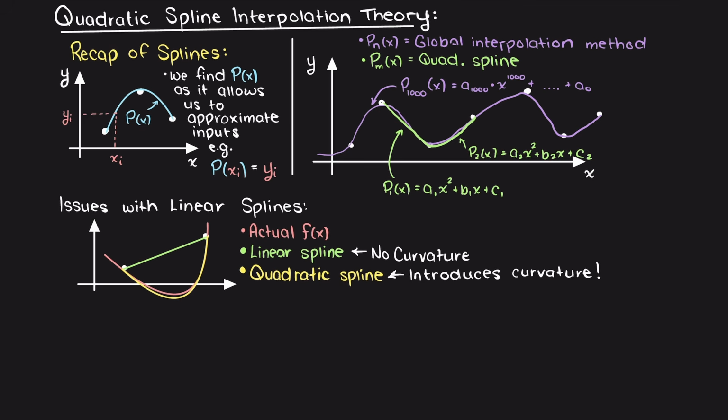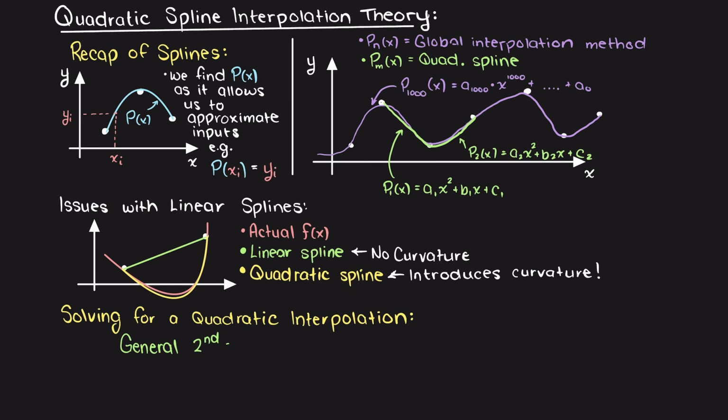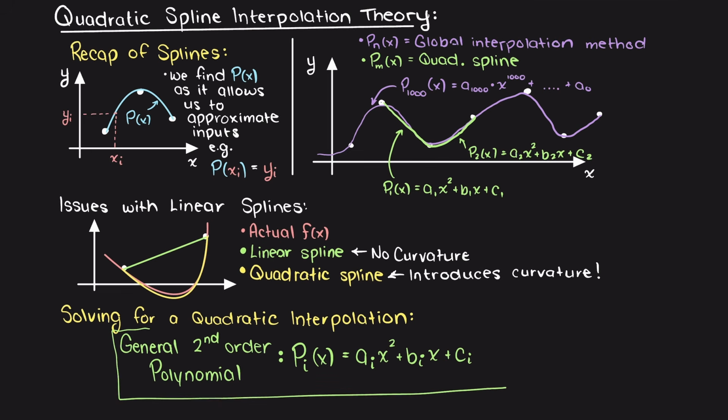Essentially, with quadratic spline interpolation, we're going to be increasing our interpolating polynomials function's order by 1. Instead of using first-order polynomials to find our interpolating functions, we're now going to be using second-order polynomials. In terms of our data points, that will look something like this. But how do we go about finding the quadratic interpolating function itself?